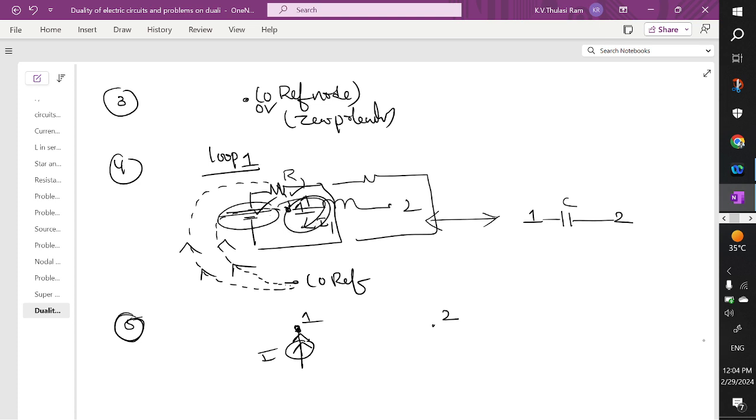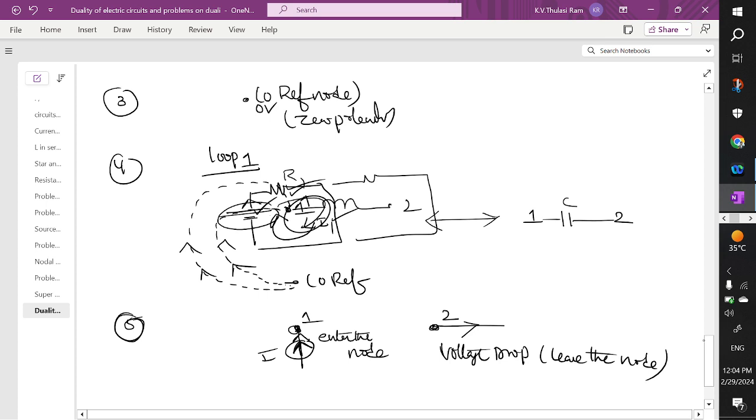The current direction and voltage are in the same direction. That's why you have to show the voltage source as also entering the node. The remaining elements other than sources, which are resistance and inductance, will be leaving the node. Whenever these are voltage drops, you have to indicate that they leave the node.